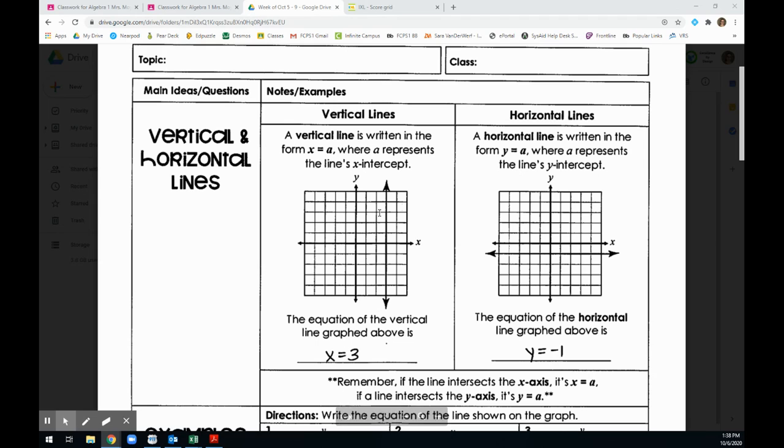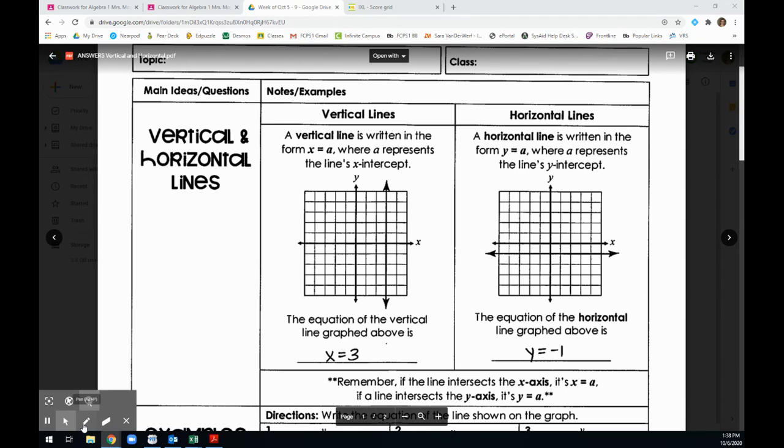And that's the case because no matter where you look on every point, the value of x is 3. Here the value of x is 3, here the value of x is 3, and here the value of x is 3. The y values in each of these coordinates change, but not the x value. No matter where you go, x equals 3. The equation for that line is x equals 3.